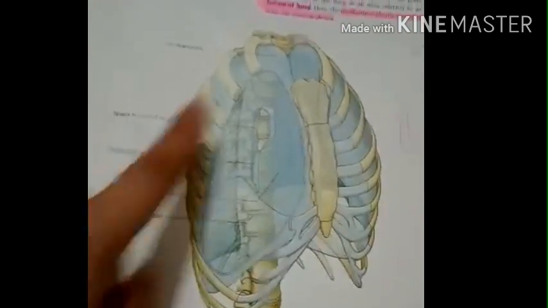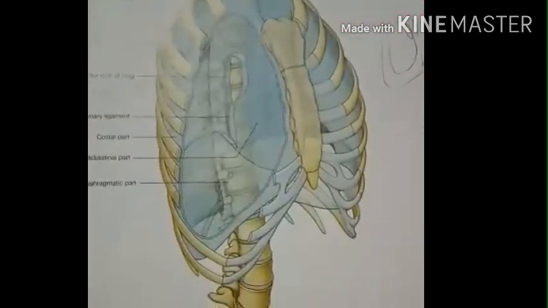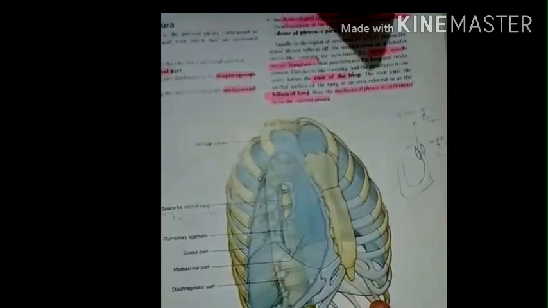The pleura that covers the mediastinum is known as the mediastinal part, and the pleura that arises above the first rib is known as the cervical pleura or the dome of the pleura. So we have four parts: the costal pleura, the diaphragmatic pleura, the mediastinal pleura, and the cervical pleura or the dome of the pleura.